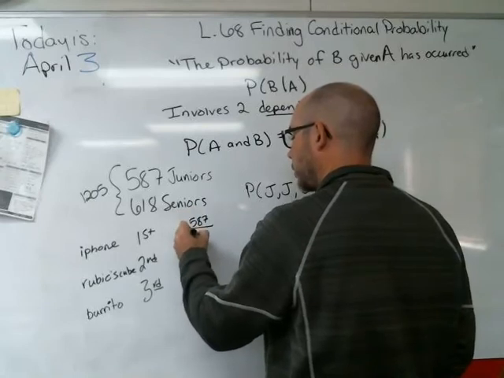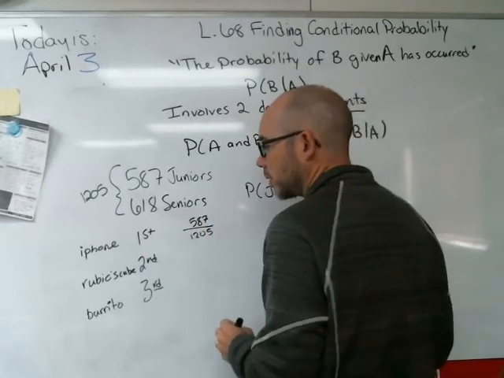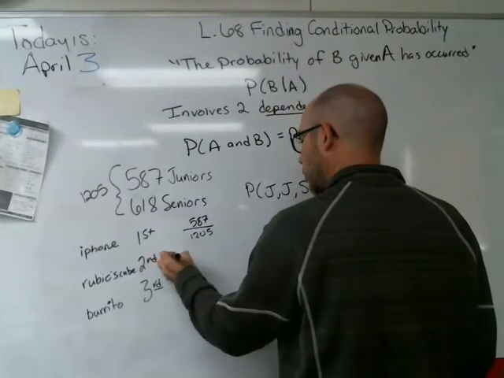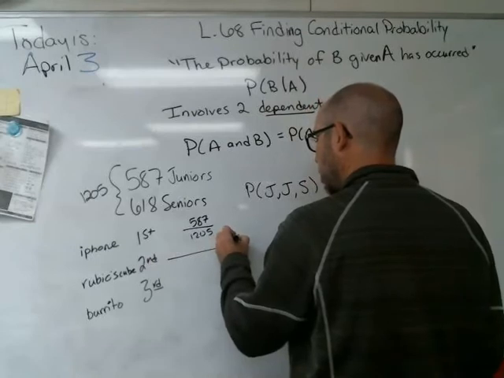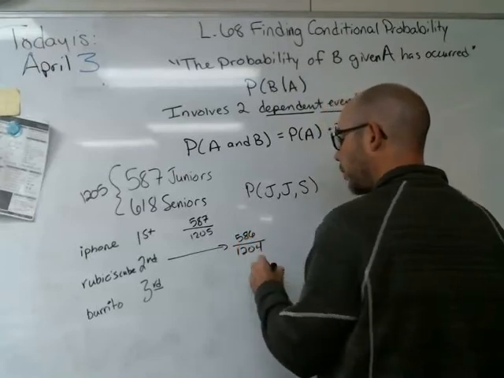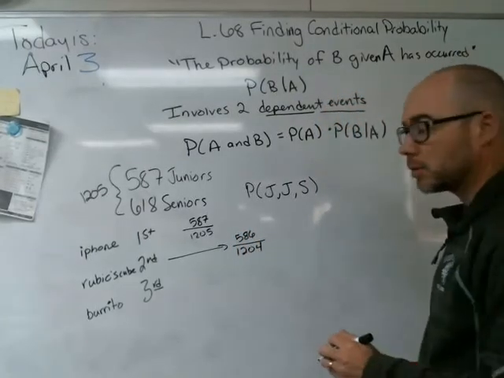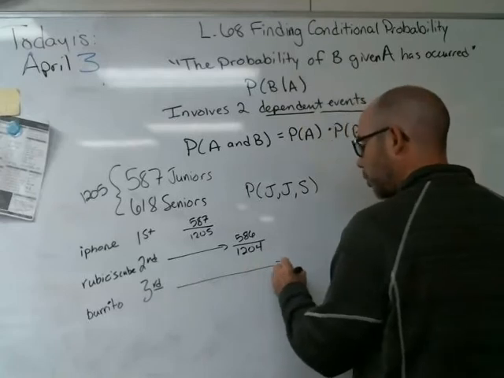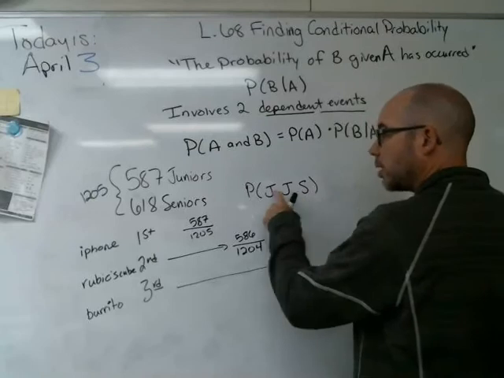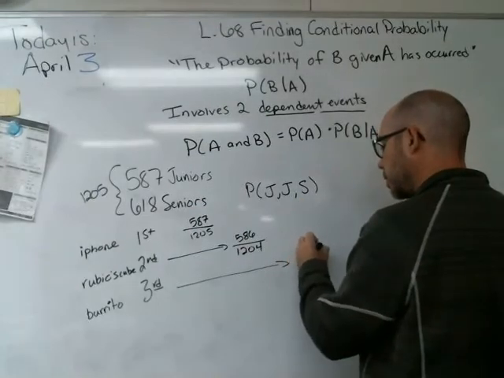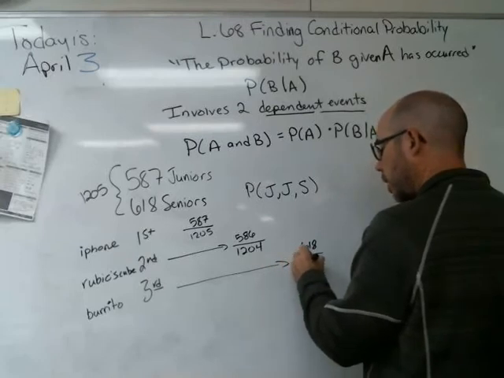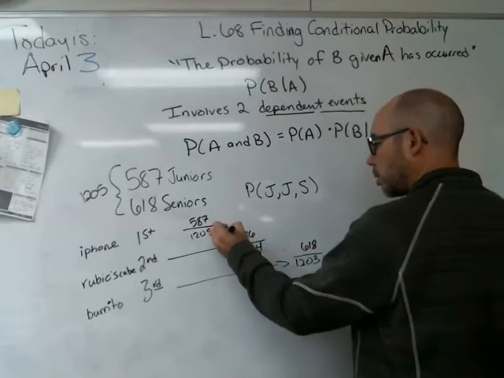And the iPhone going to a junior has a probability of 587 out of 1205 people. Now that that junior has got the prize and we want to give that next Rubik's Cube to the next person, there's only 586 juniors left to pick from of the 1204 people that are left. And then thirdly, that burrito, the one that I would really hope for, seniors, now there's still 618 seniors left who haven't got a prize, but there's only 1,203 people left.